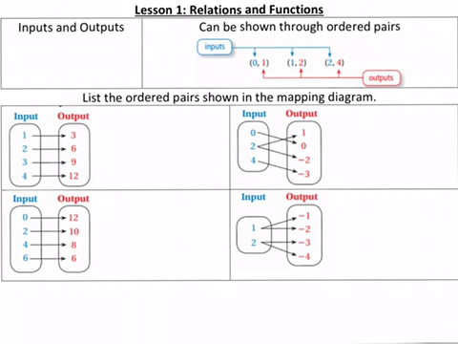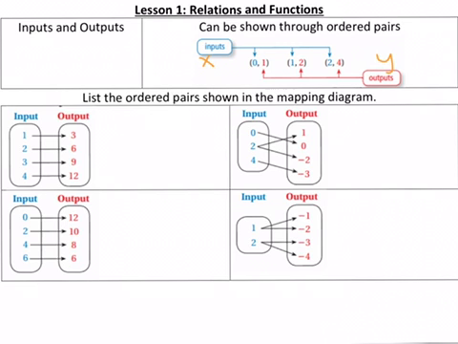So in our examples up here, we have our ordered pairs. So our 0 is related to our 1 is related to our 2 is related to our 4. It's when your input and your outputs are put together. I also want you guys to realize that your inputs are your x values and your outputs are your y's when it comes to our ordered pairs.